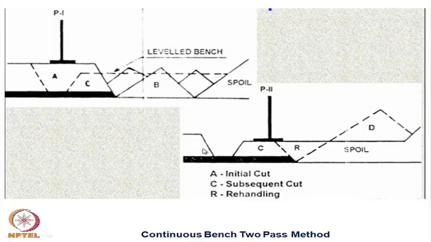Now the other method, that is the continuous bench two pass method. Here what is done, this is the same seam, but with this dragline it will cut the material and up to a certain level it will make a continuous bench with the spoil dump. That is, the spoil dump is placed over here, and by dozer you level it over here. So, now the spoil dump will be on this side and the part of the bench, they are combining together.